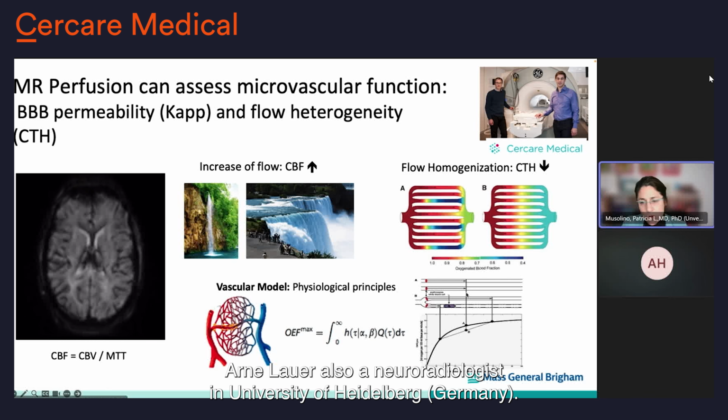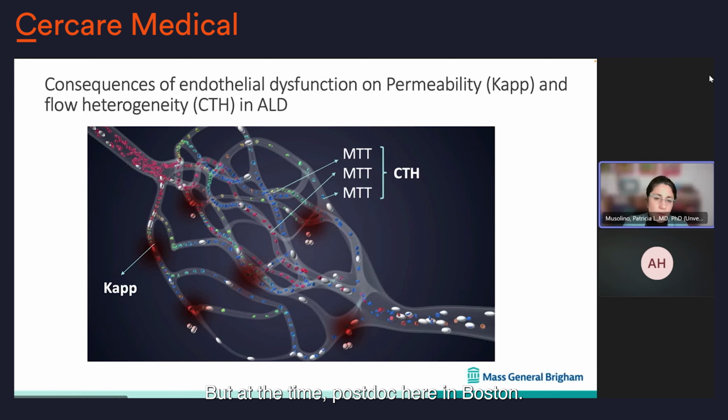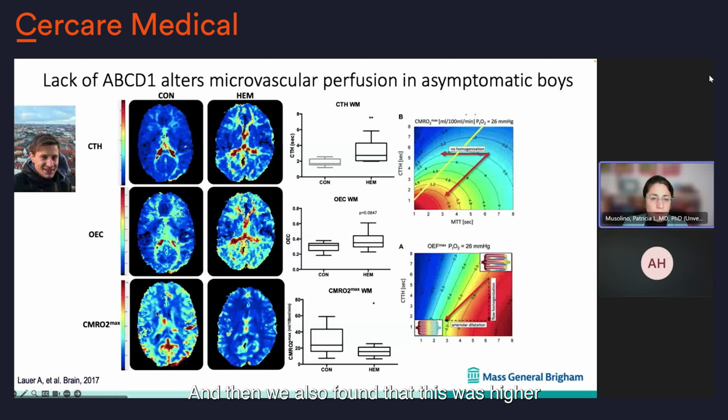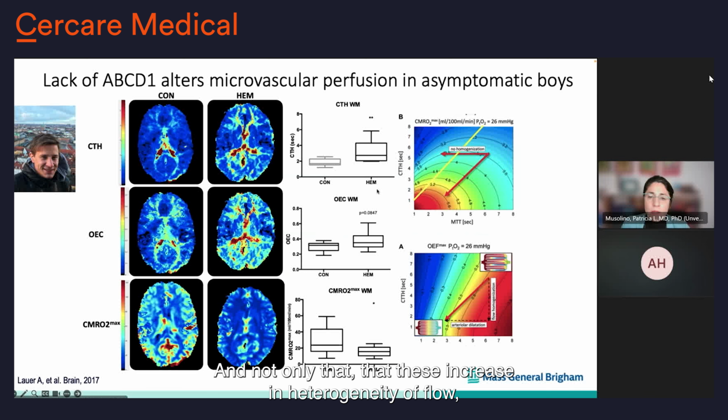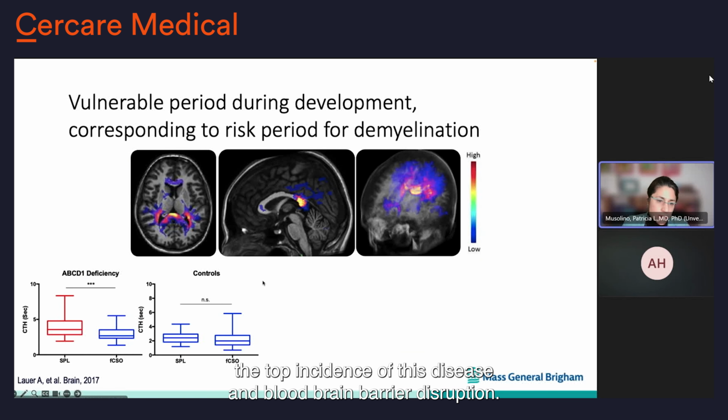This is Dr. Arne Lauer, also a neuroradiologist at the University of Heidelberg now, but at the time a postdoc here in Boston. We first found that the patients with ABCD1 deficiency had an increased heterogeneity of flow. And then we also found that this was higher in the areas where the lesions are most frequent, such as the splenium of the corpus callosum compared to the centrum semiovale. And not only that, this increase in heterogeneity of flow, meaning microvascular dysfunction, was highest at the times that we see the top incidence of this disease and blood-brain barrier disruption, and that pattern in development was not present in control MRIs.